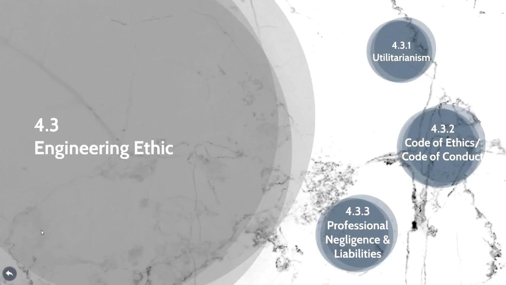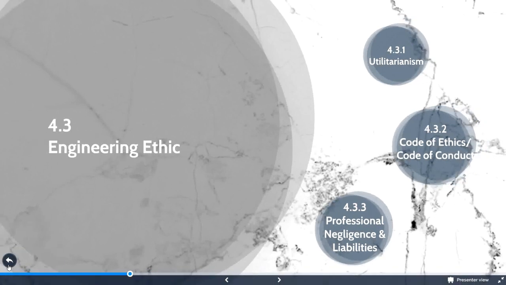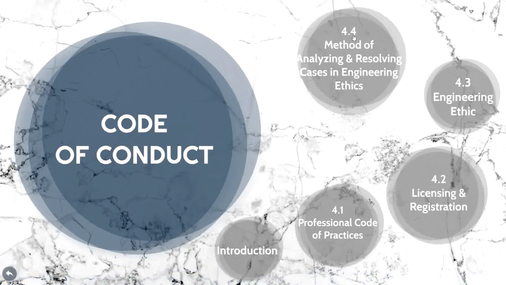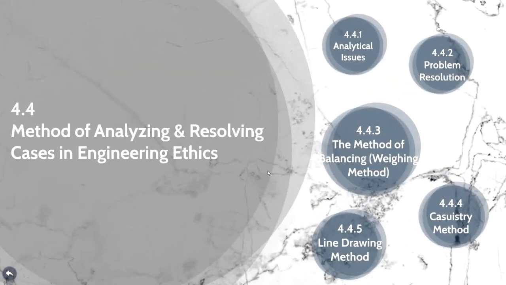Enough with this subtopic. Let's go through the last subtopic under Code of Conduct, which is 4.4, the methods of analyzing and resolving cases in engineering ethics. As you can see here, in 4.4, there will be 5 subtopics that will be covered. Engineers must know how to solve problems. So for this part, the various methods of solving problems are explained.